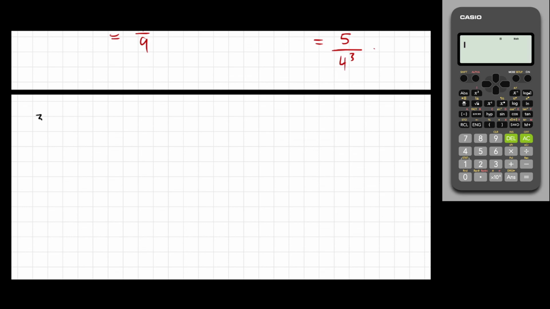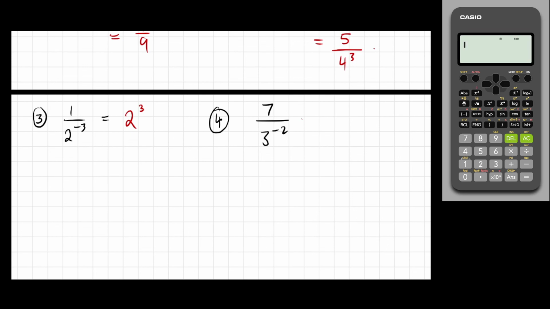Two more. Let's try this one: 1 over 2 to the negative 3. Well, from our rule from above, this one is just going to become 2 to the power of 3. And you know that 2 to the power of 3 is just equal to 8. Now my next one, the last one we'll do, will be 7 over 3 to the power of negative 2.